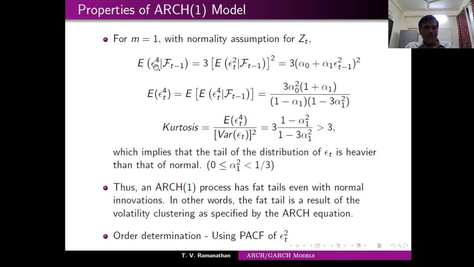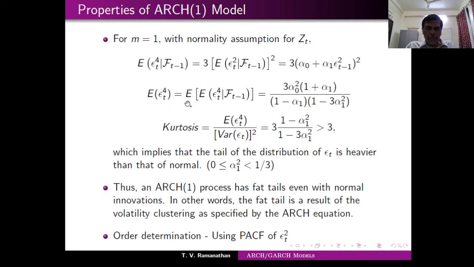The fourth moment, the expected value of epsilon t to the power of 4 given F t minus 1, can be computed under the normality assumption as 3 times of this, which will give me this. I'm doing this computation for m equal to 1. That means I'm computing it for ARCH 1. So you get 3 times of this, and in this there will be a term epsilon t to the power of 4. So I need to get that computed also.